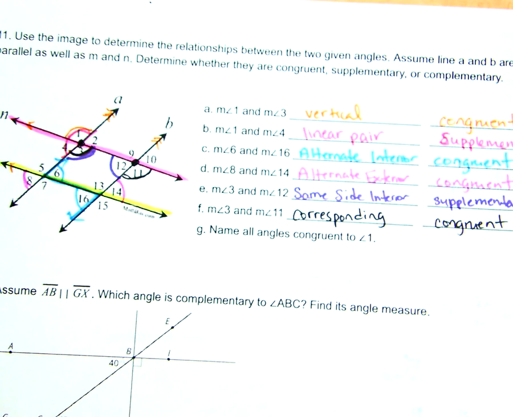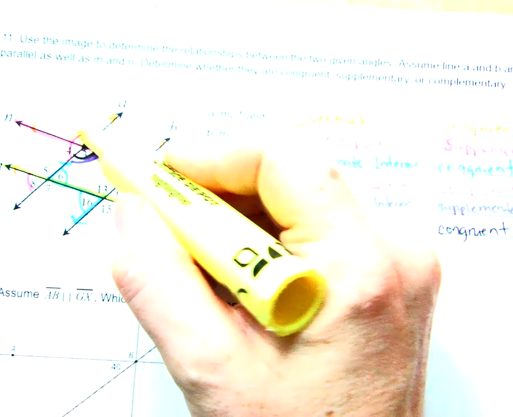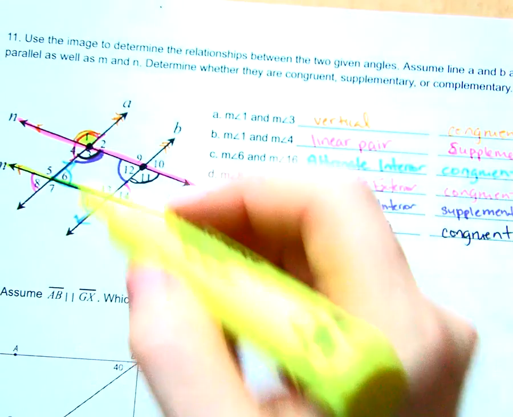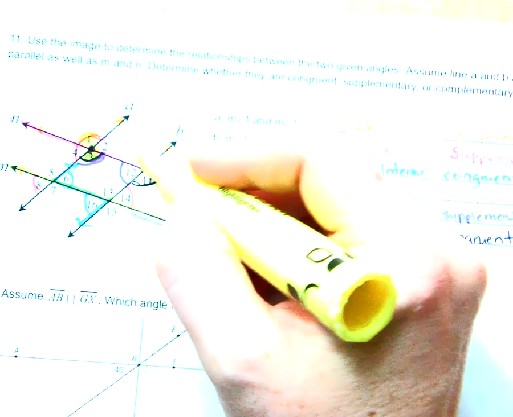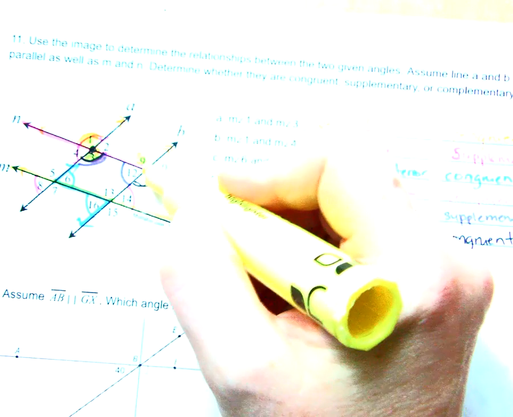And then this may be a little hard to see. Let's see if I can use this yellow highlighter to do it. Name all the ones that are congruent with angle 1. So angle 1's on the pink, so vertical from that is 3. Alternate interior is 9. Vertical is 11.